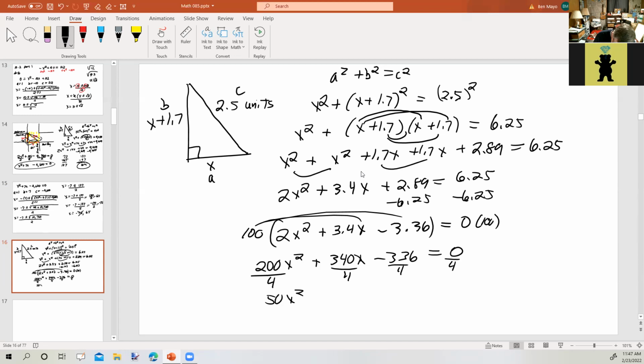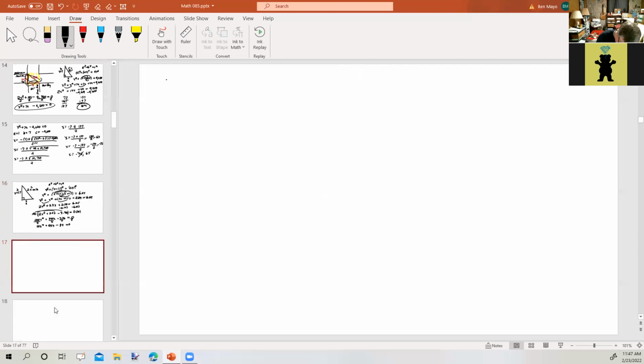So I get 50x squared plus, 340 divided by 4, 85x, minus, and then I've got 336 divided by 4, 84, equals 0. Okay, so I've got my second degree or quadratic equation in standard form. I've gotten rid of the decimals. I've reduced it down. I'm going to take this and go to the next page. Before I do that, anybody still writing stuff down from this page? Nope. Okay, so I'm going to recopy that.